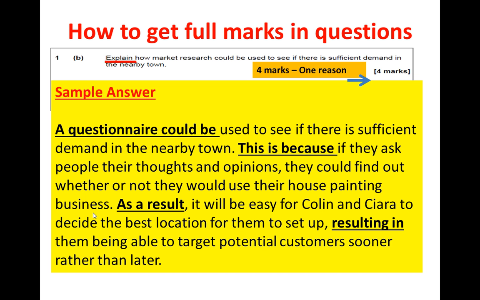So as a result, it'll be easy for Colin and Kira to decide the best location for them to set up, resulting in them being able to target potential customers sooner rather than later. See the way I have a double effect here, it's a knock-on effect, chain of effects, very, very important. So I've made a point, I've explained it, and then I've done the impact effect, so as a result, and then I finished it off here by resulting in. So it's like a double effect. And obviously my answer is linked and it's in the context of Colin and Kira's situation.